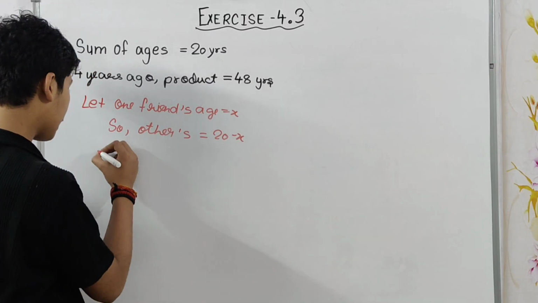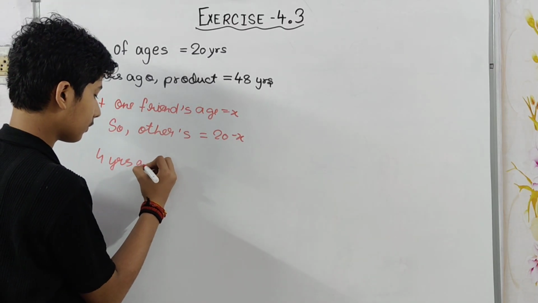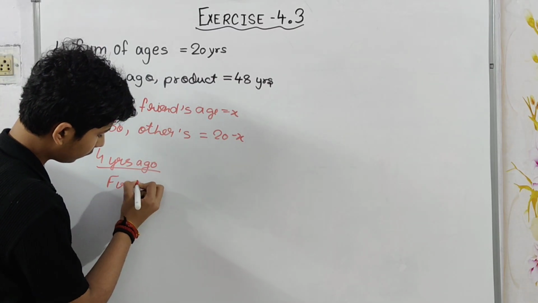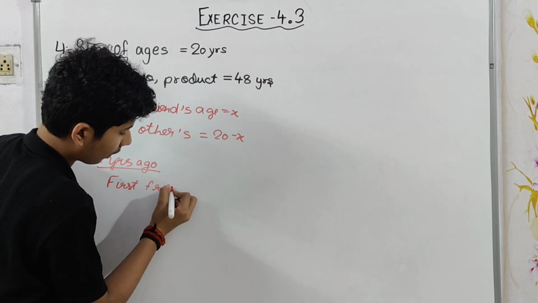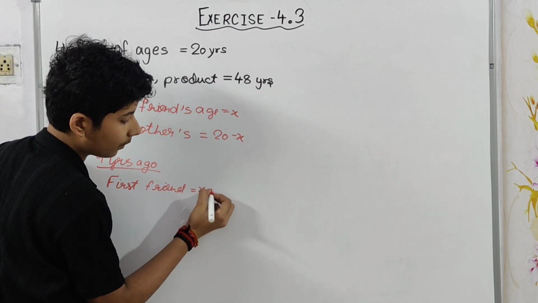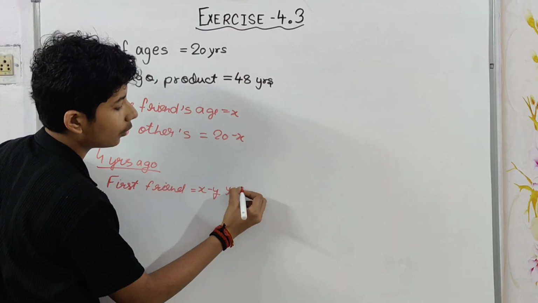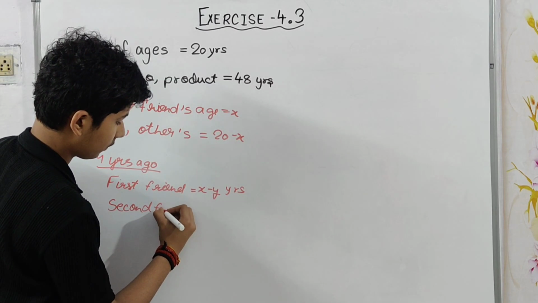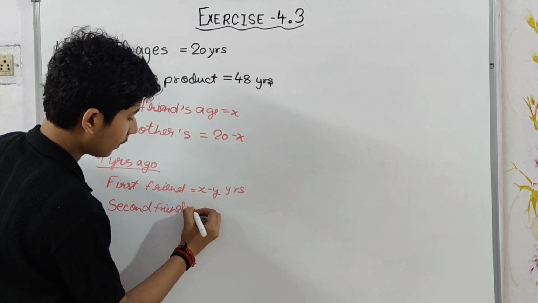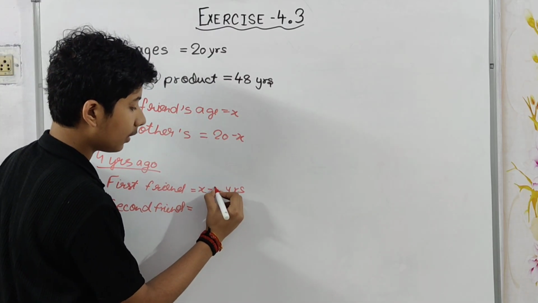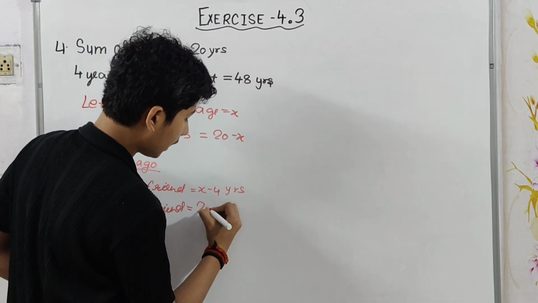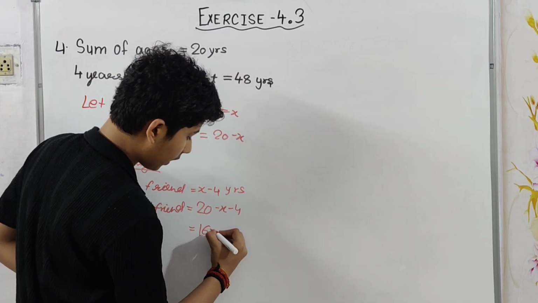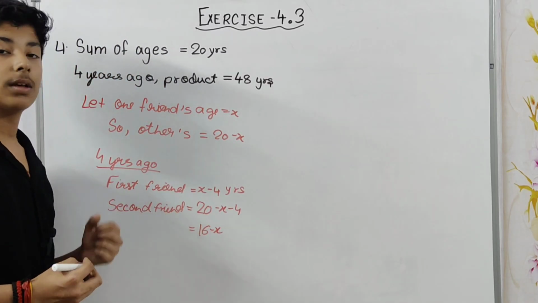Now we know 4 years ago, the first friend will be X minus 4 years old, and the second will be, sorry, it was X minus 4, 20 minus X minus 4, so it will be 16 minus X. X minus 4 and 16 minus X.